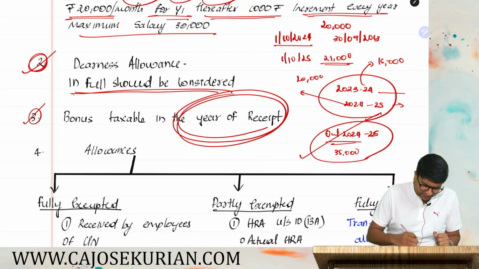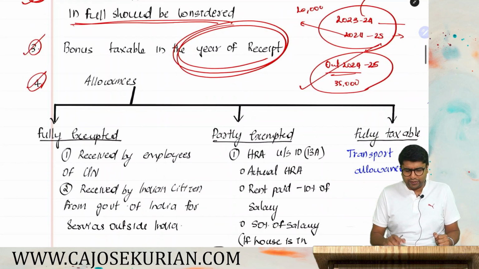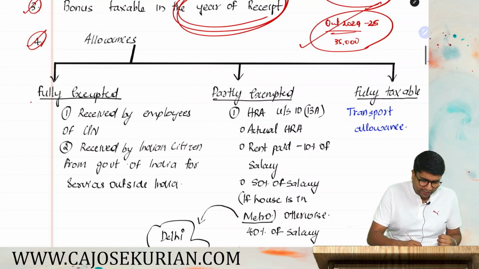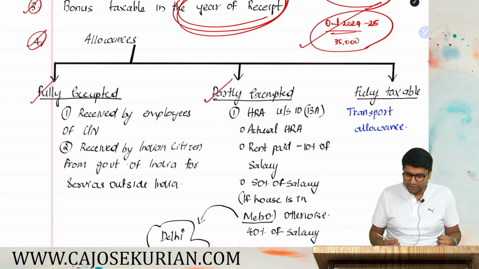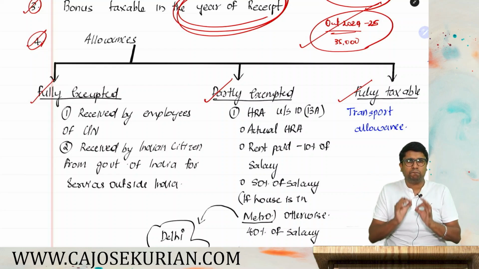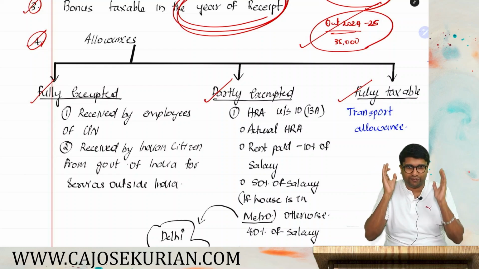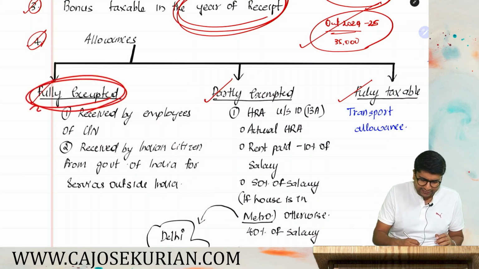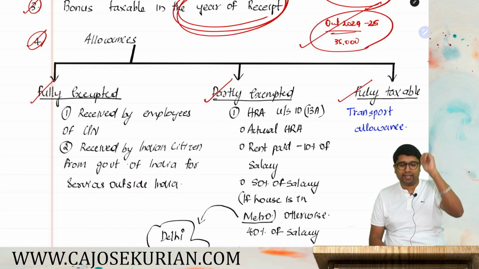Moving on with the next component, that is allowances. So when we discuss allowances, we can divide allowances into three. Number one, fully exempted category. Number two, partly exempted category. And the third one is fully taxable category. So I have listed out all those important and frequently asked components of allowances. So first category, that is fully exempted category. Let's understand which all are the items coming under the fully exempted category.